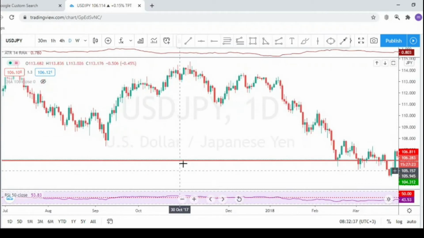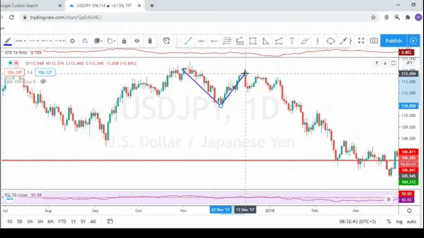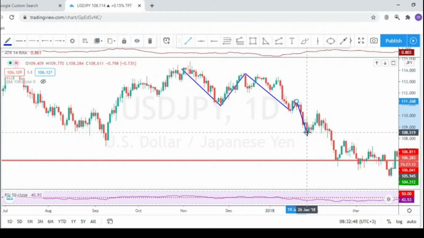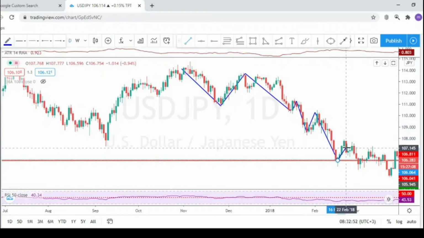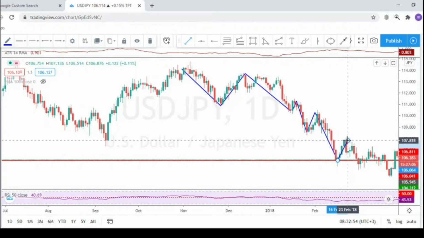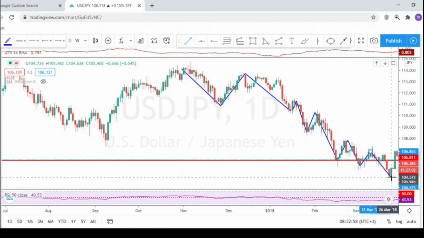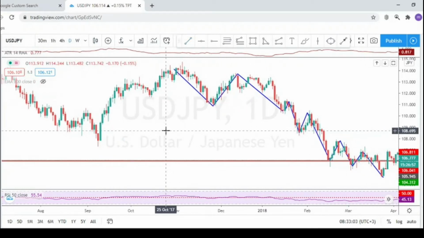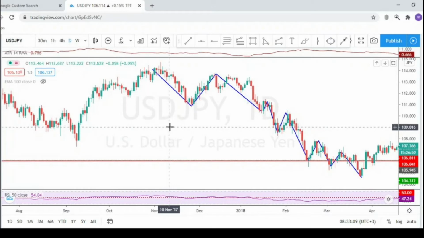So what do you see here? You see a trending market, a market making lower lows and lower highs, lower lows and lower highs. So guys, you see this market here is making lower lows and lower highs, which is in a downtrend. So this is the first step you have to take. Identify the trend of a market.